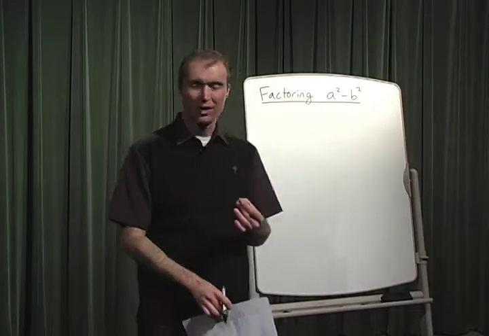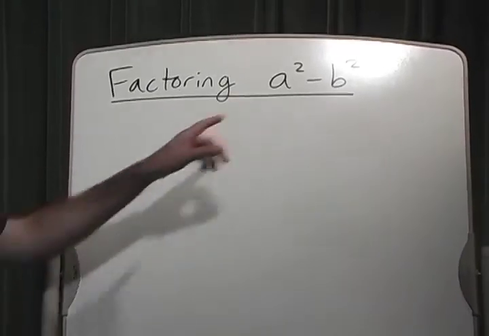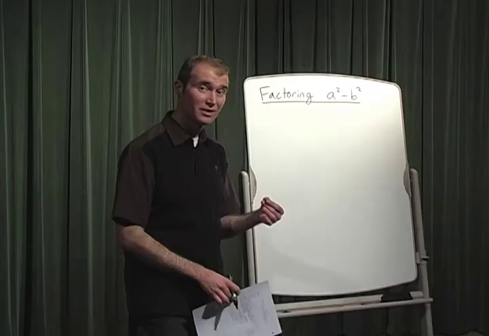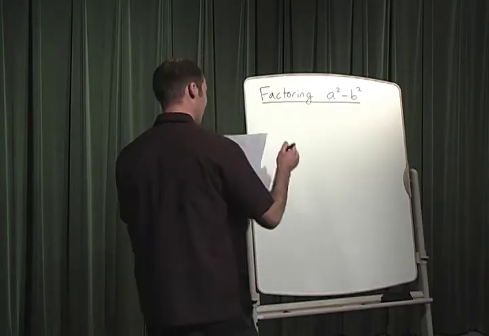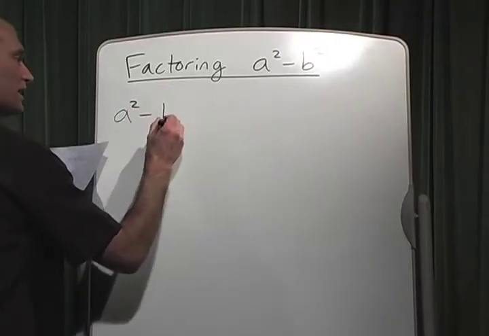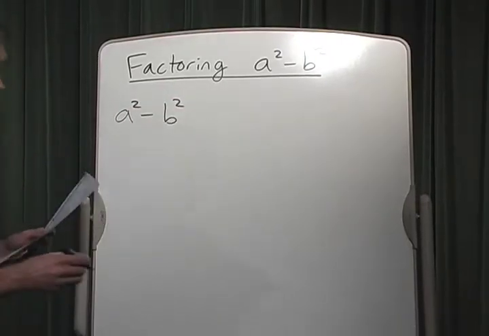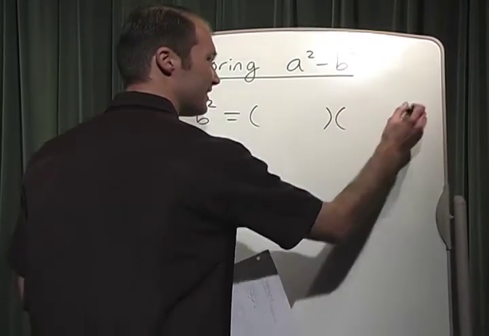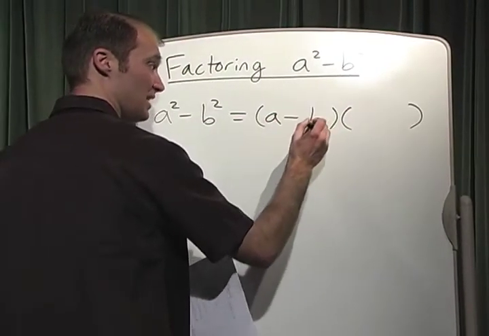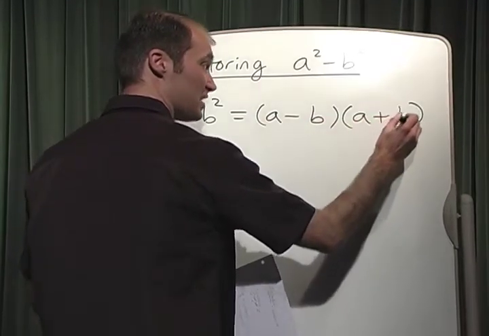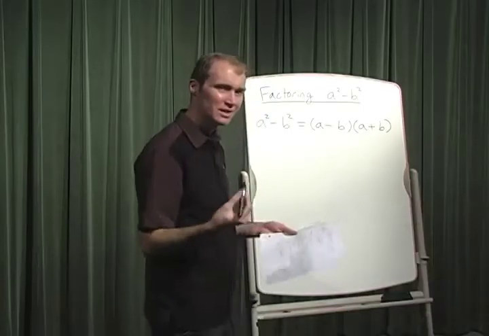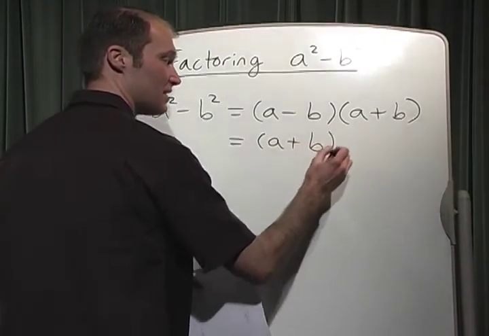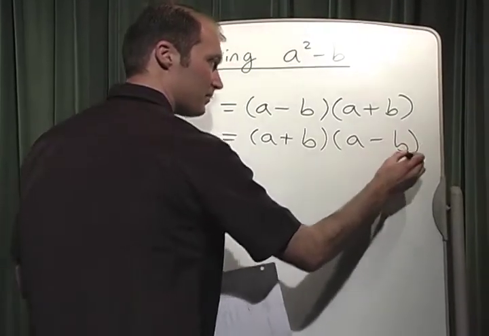I'd like to talk with you about factoring binomials of the form a squared minus b squared. We call these differences of squares. Now, a squared minus b squared, if I want to factor this, I could factor this into a minus b times a plus b, or the order doesn't matter, so I could also write it as a plus b times a minus b.